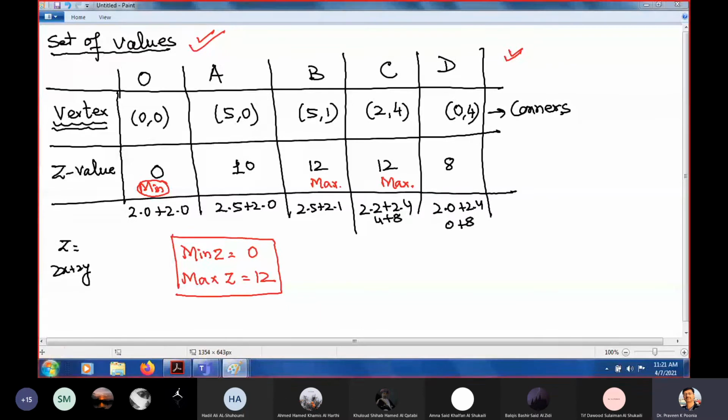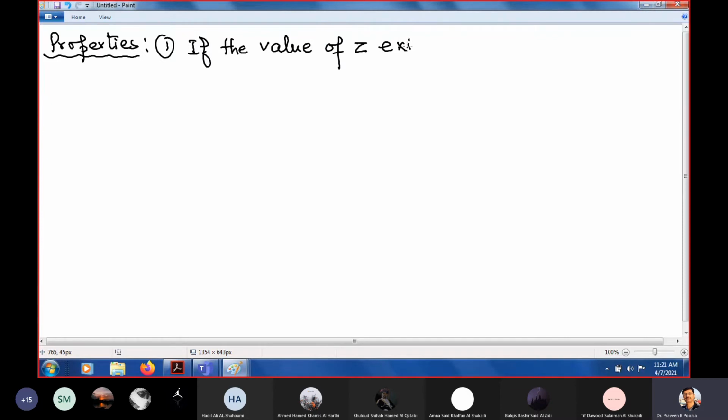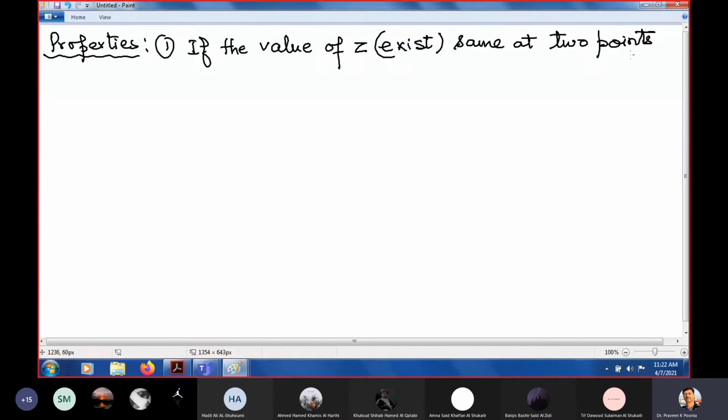Clear? Now we will study some properties. What is property number 1? Property number 1: if the value of Z exists the same at 2 points, like you can see 12 and 12. Clear? So the maximum value is the same at 2 points. Then there is a property, if the value of Z is the same at 2 points. Clear? Then the optimal solution.